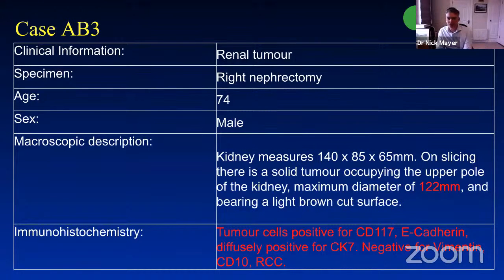So this is another renal tumor. This was a sizable lump, 12.2 centimeters, and we were given quite a comprehensive immunolist, positive for CD117, E-cadherin, and diffusely positive for CK7, and negative for vimentin, CD10, and RCC.